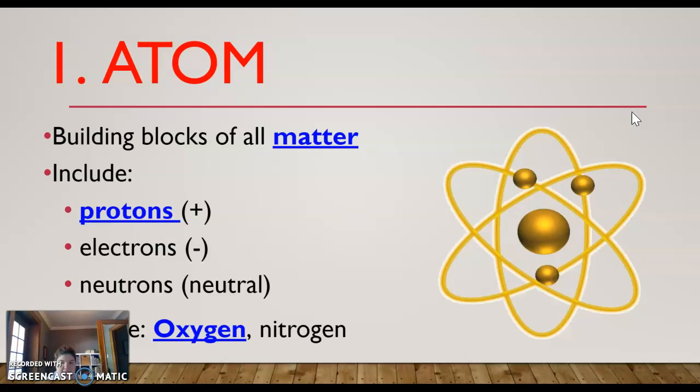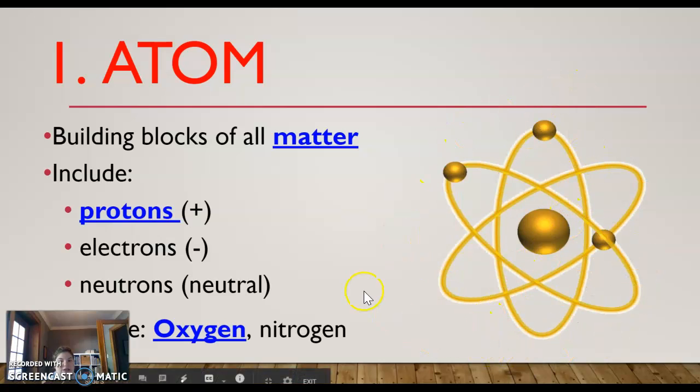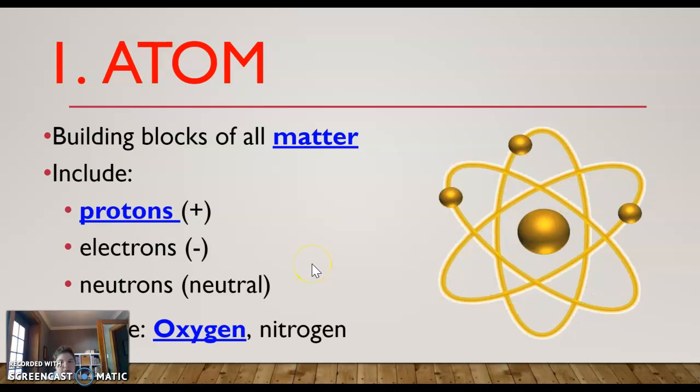Starting with the smallest level, we start at the atomic level with the atom. All of matter is built off of atoms, as you learned last year in 7th grade science. Atoms are made up of protons, electrons, and neutrons. Protons and neutrons, being the most massive part of the atom, are contained in the nucleus, and the electrons are the ones dancing around the nucleus, and they form bonds as well. An example would be oxygen or nitrogen, and these are elements, along with carbon and phosphorus, that we talked about that are essential to life.